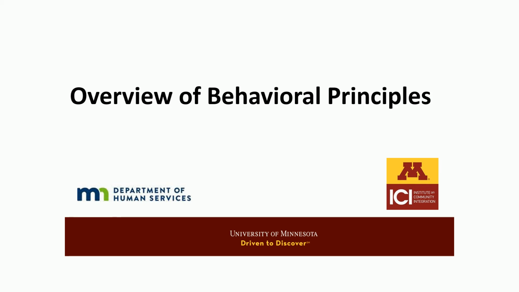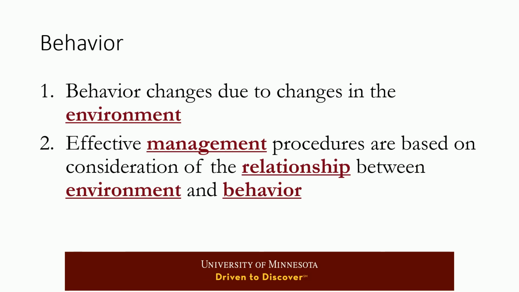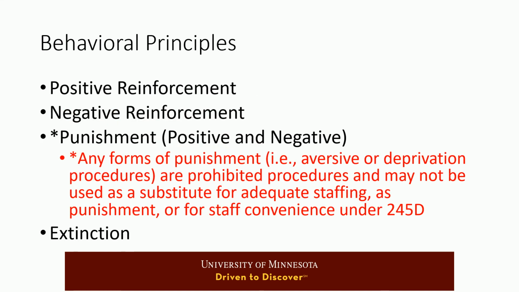Today we'll be going over some behavioral principles. The first thing that we need you to understand is that behavior changes due to changes in the environment. Effectively, behavior and the environment are linked together and they act accordingly. Effective management procedures are based on consideration of the relationship between the environment and the behavior of concern.